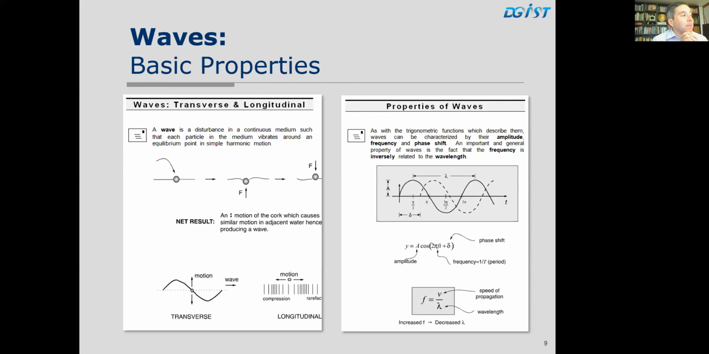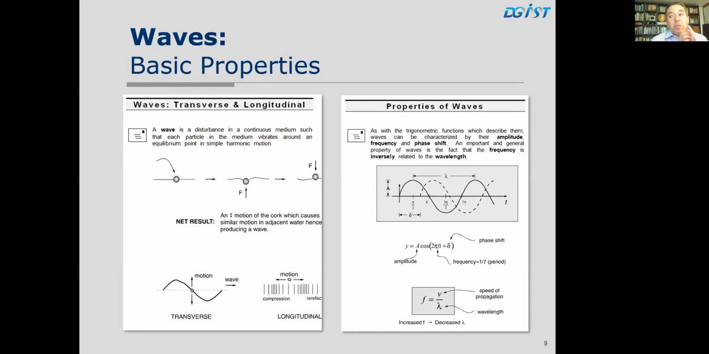The second is the frequency, which represents the number of times or cycles that this wave progresses in a certain unit of time, typically seconds, and then a phase shift relative to some arbitrary starting point. So those are the three basic properties of transverse waves, and by extension, electromagnetic waves.